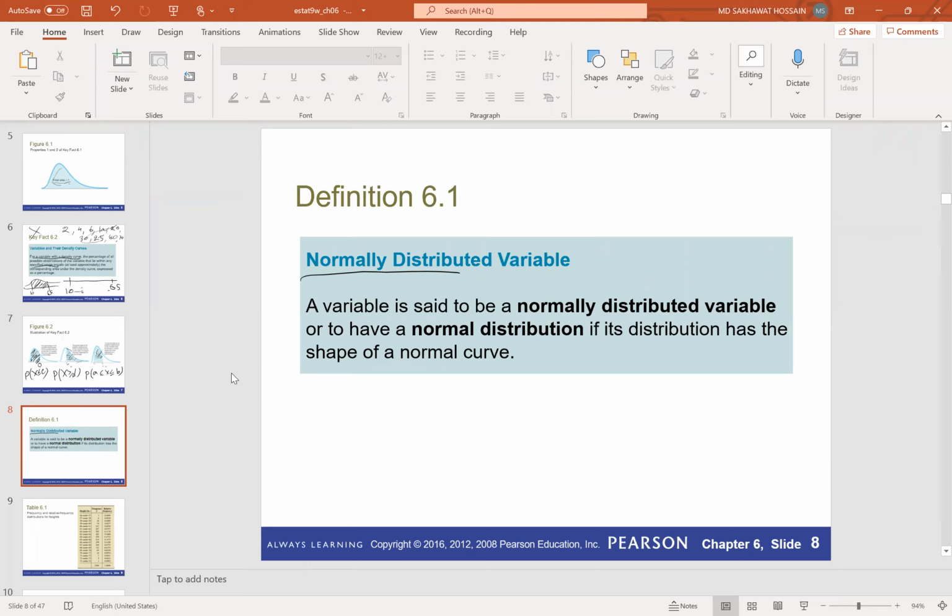A variable is said to be normally distributed, or to have a normal distribution, if its distribution has the shape of a normal curve. We already know the shape of the normal curve, right? It is bell-shaped, symmetric and bell-shaped. So if a variable has this type of distribution, then we say the variable is normally distributed.